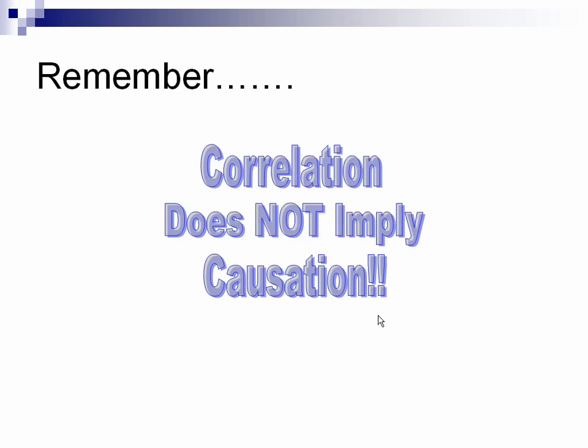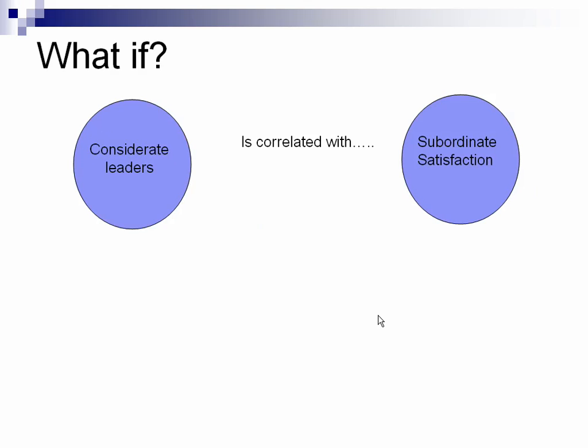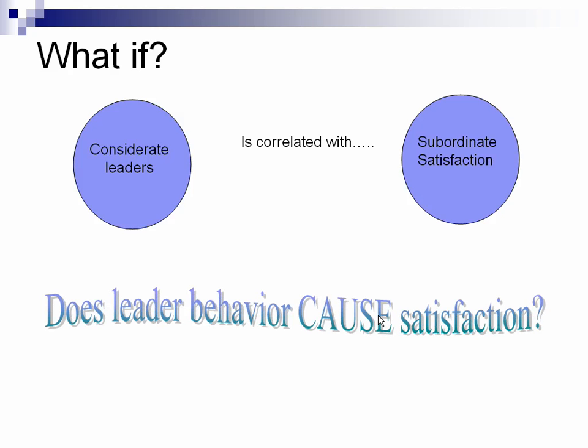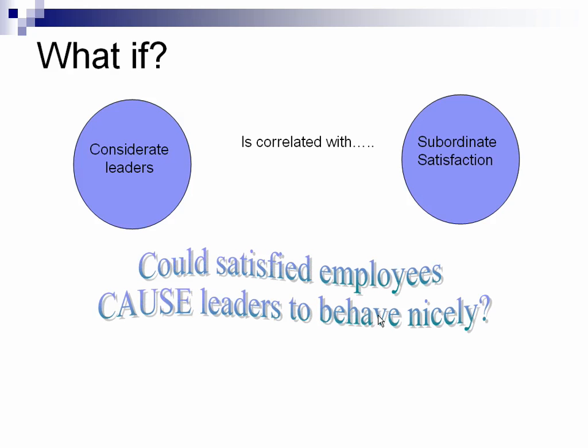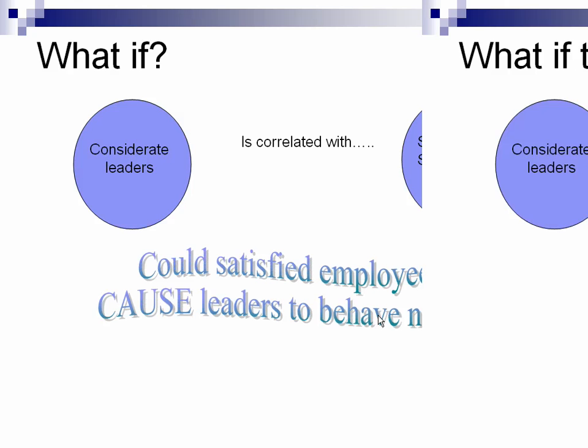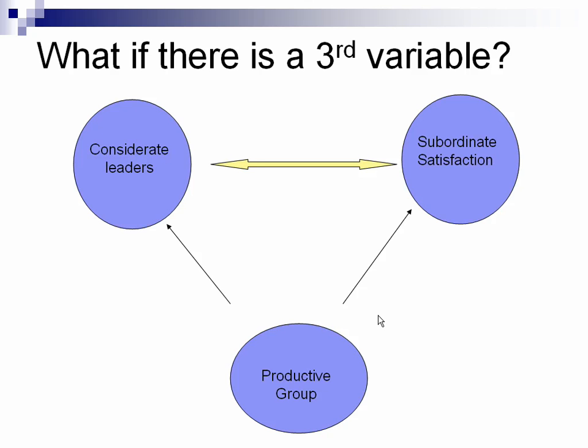But again, let me reinforce that correlation does not imply causation. Let me give you an example. What if we found that there was a relationship between considerate leaders and subordinate satisfaction? Does that mean that leader behavior causes satisfaction? Well, isn't it also plausible that satisfied employees could cause leaders to behave nicely? In addition, what if there's a third variable that could explain that relationship? What if we just had a productive group that is related to both of these variables? In other words, a productive group could lead to both considerate leaders and subordinate satisfaction.